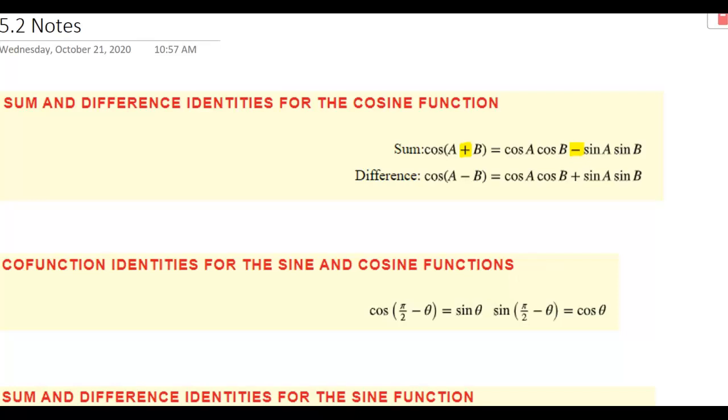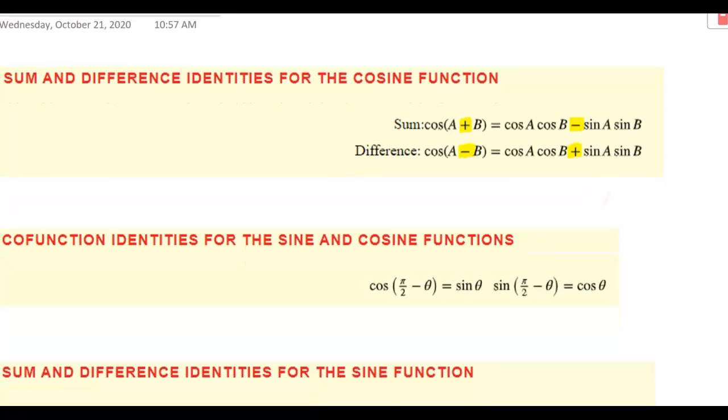Okay, notice the difference. The cosine of A minus B looks similar, right? It's the cosine of A times the cosine of B, but this time it's plus. So those signs are changing.